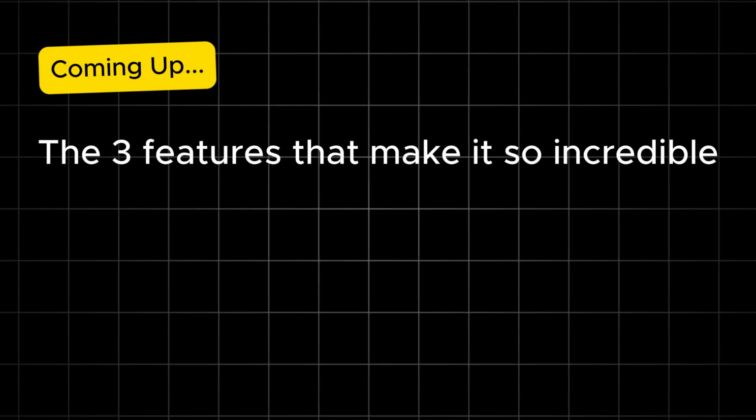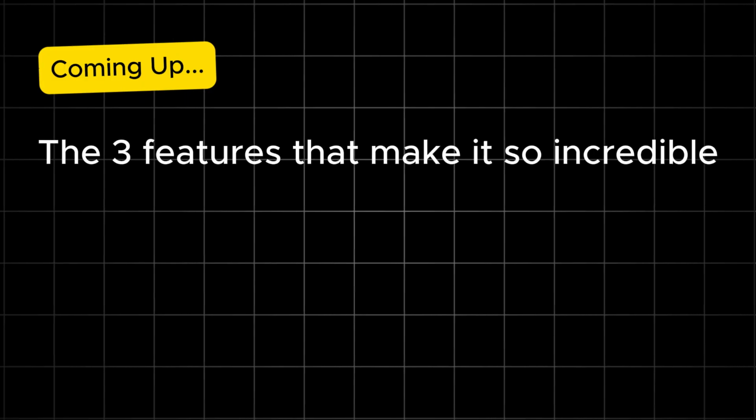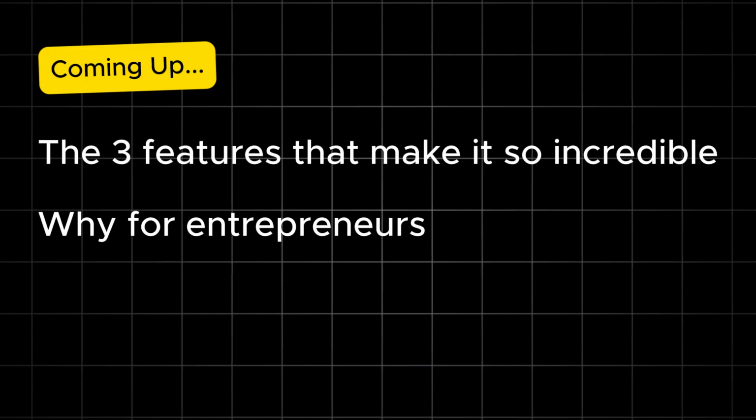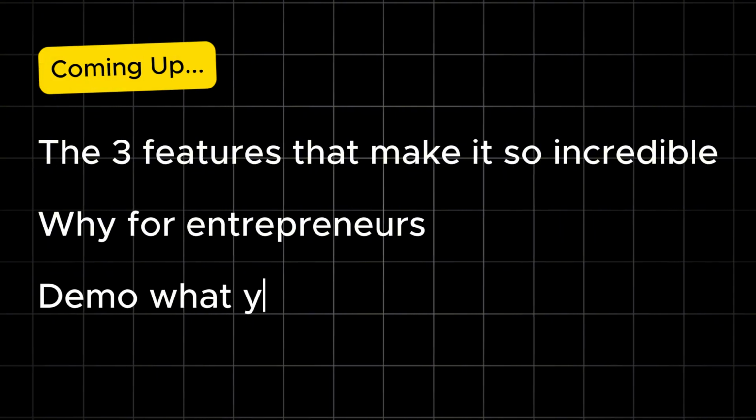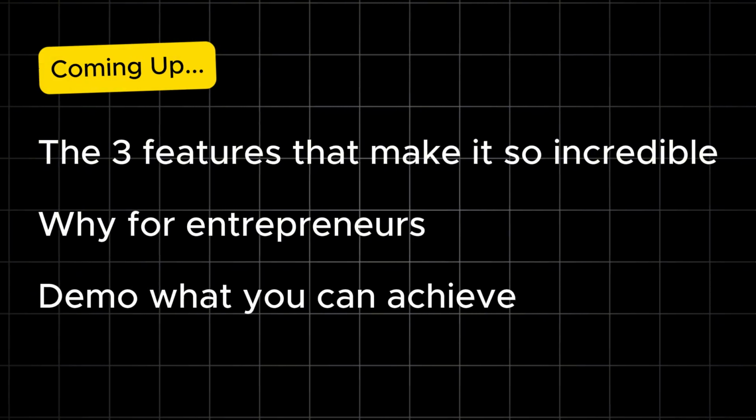If you don't know yet, there's a new image generation model around. It's called Nano Banana or Gemini 2.5 Flash image from Google. And well, it's amazing. Probably the best image generation model around at the moment. And in this video, I'm going to show you the 3 features that make it so incredible, and why it's so incredible specifically for entrepreneurs like you and me. And third, I'm going to show you a quick demo of what you can achieve with the model. So yeah, stick around.